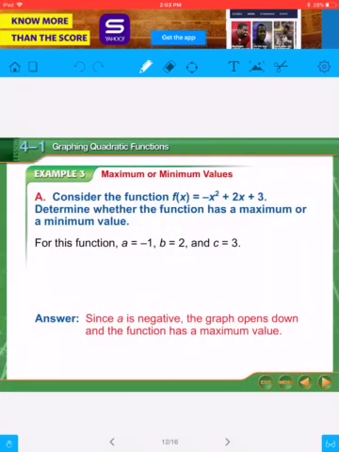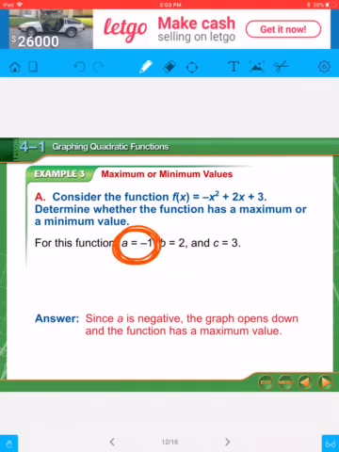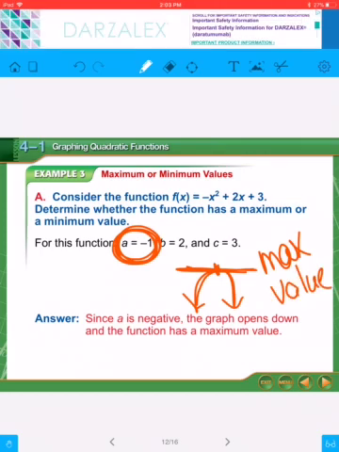Okay, so we have the quadratic f of x equals negative x squared plus 2x plus 3. We're determining whether it has a minimum or a maximum value. All we need to know to determine what it's going to have is A. So A is negative, which means your graph is going to open like this, which means it's going to cap out at that biggest y value. So it's going to have a maximum value. Okay. So that's literally all you need to know from that is what is A, and that'll tell you whether you're going to have a min or a max.